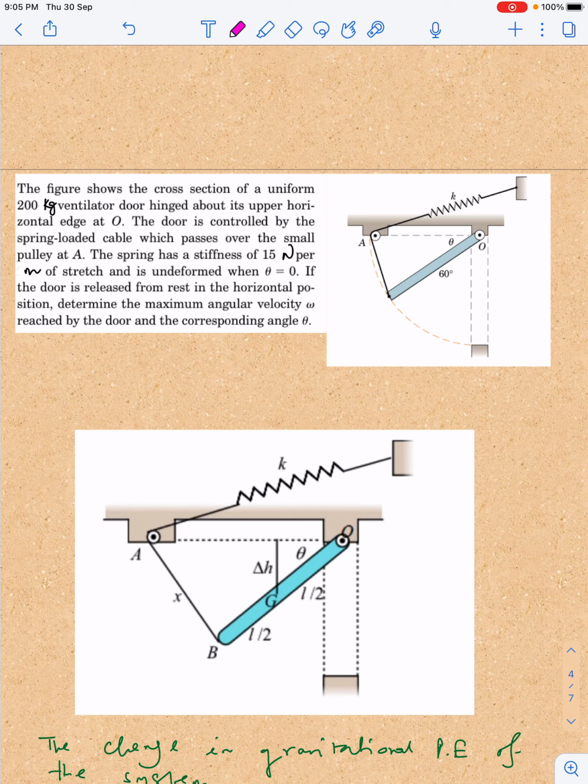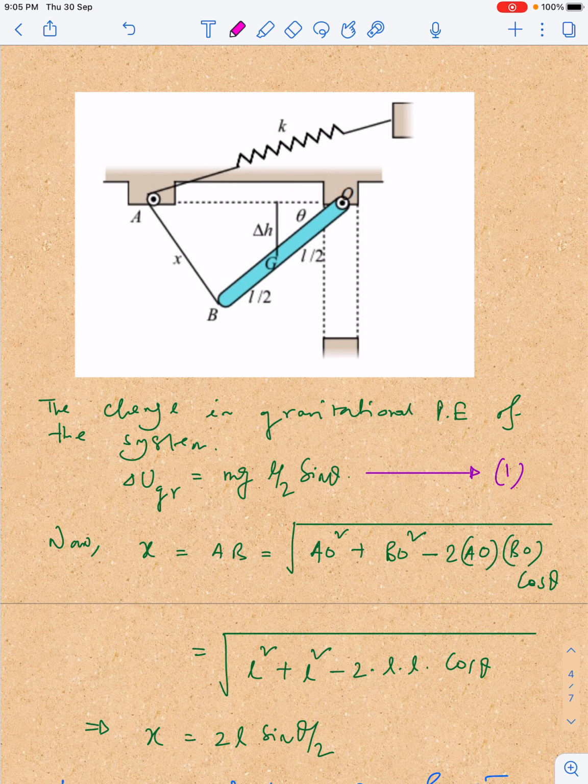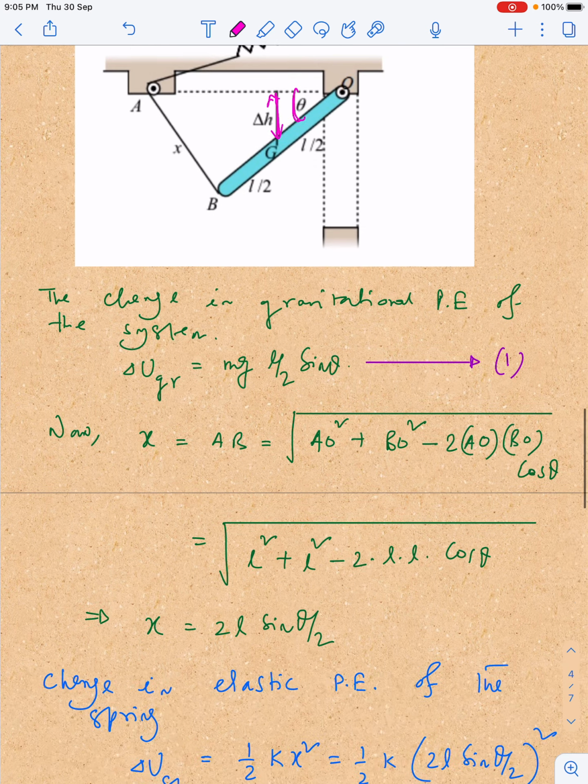If the door is released from rest in the horizontal position, determine the maximum angular velocity omega reached by the door and the corresponding angle theta. So again I have taken this diagram. I'm taking this as an elongated position and there is a finite angle theta which is being counted. So I can calculate the change in gravitational potential energy of the system. This is the height by which the center of mass has come down. So I can write mg into L by 2 sine theta simply.